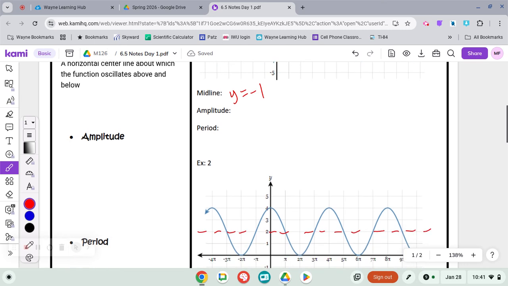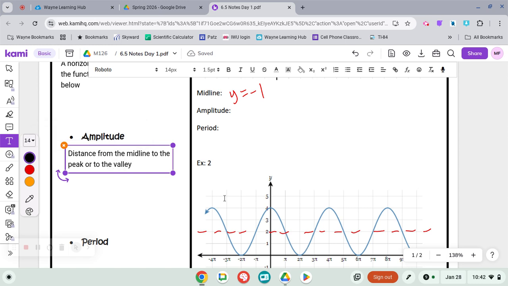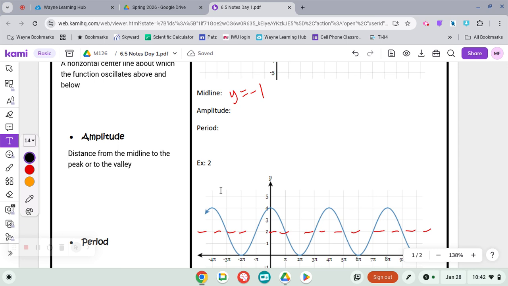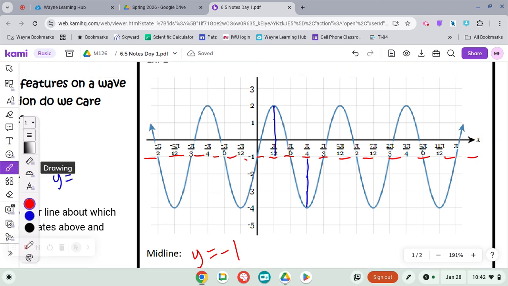Okay, so that's midline. Our second characteristic, amplitude. Amplitude is going to be our distance from the midline to the peak or to the valley. Another way to put that is it's the distance from our midline to your highest point, your maximum, also known as your peak, and it's the distance from the midline to your valley or your lowest point, your minimum. The reason I can say "or" is that it's going to be the same for both of those.